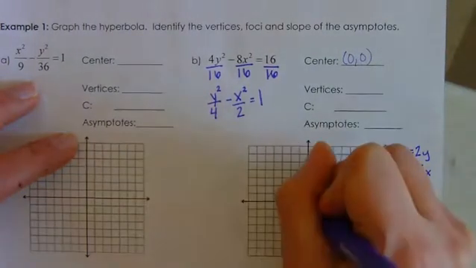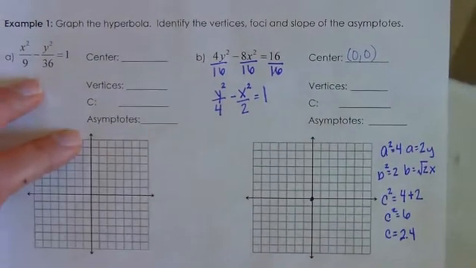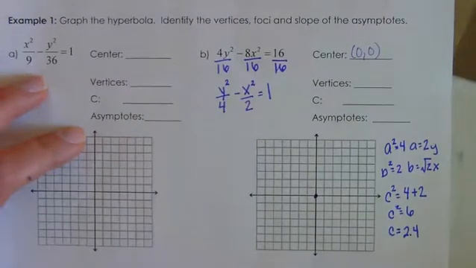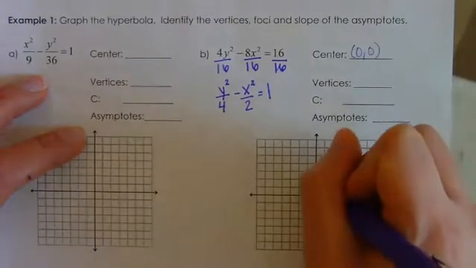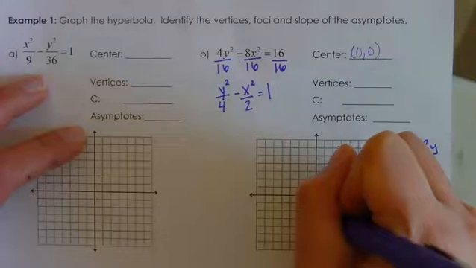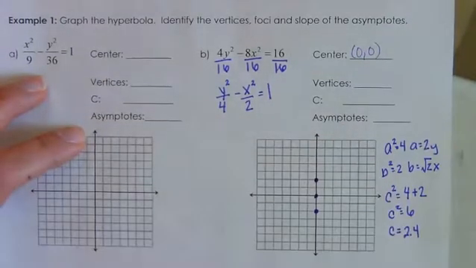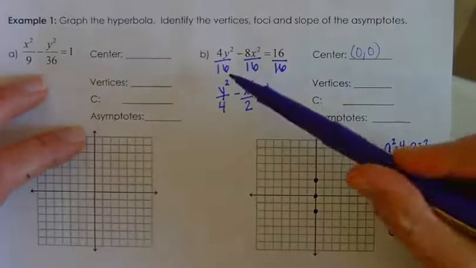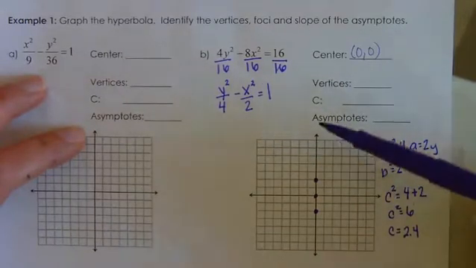So if I put my center on my graph here, now I know that the A value is 2, and it's in the y direction. So that means I'm going to go up 2 and down 2. And I'm going to put nice big points there because those are my vertices. That's which direction my hyperbola is opening. The y is coming first, so it's opening in the y direction.